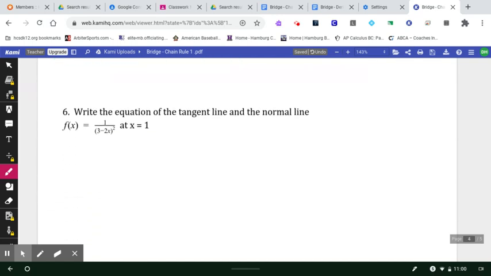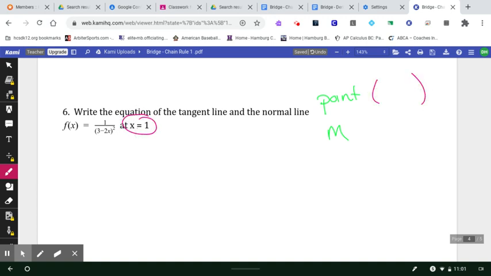All right, 6, this is coming back again and again, right? The equation of the tangent line and the normal line. So anytime I see write the equation of a line, doesn't matter what it says, tangent, normal, whatever, anytime you see line, you've got to be thinking, I need a point and a slope. The point is your algebra, slope is your calculus.